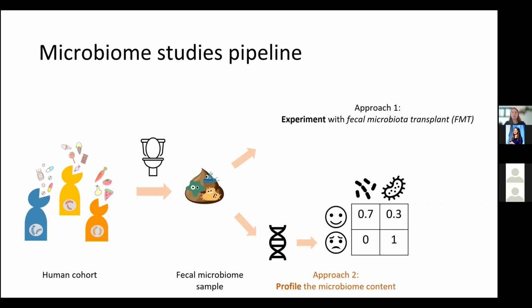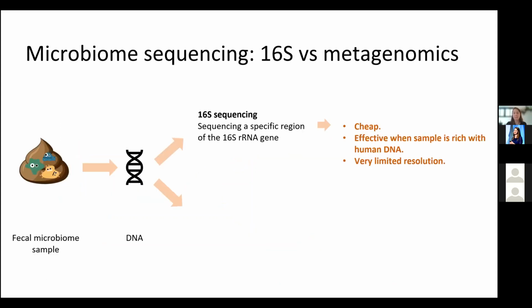A second approach is to profile the microbiome, see what's in the sample, compare the healthy and the sick individuals, and see whether you can find some component of the microbiome that can explain these differences and is associated with the disease. To profile the microbiome, what's usually done is you have the fecal microbiome samples, you extract DNA from the samples, and you sequence it.